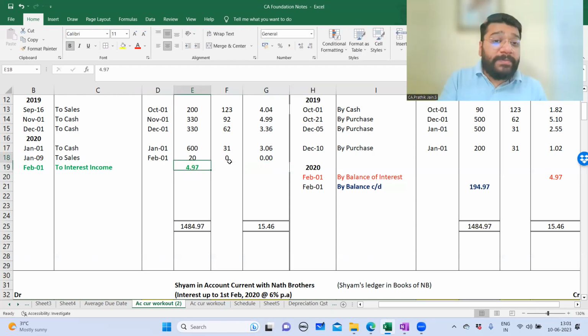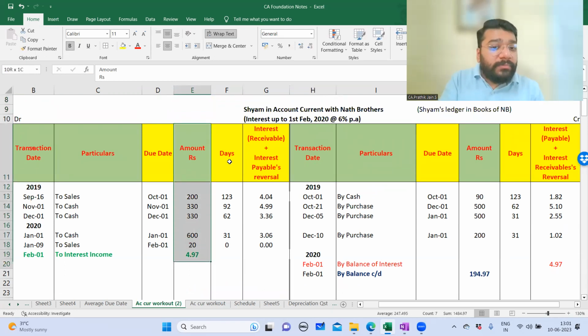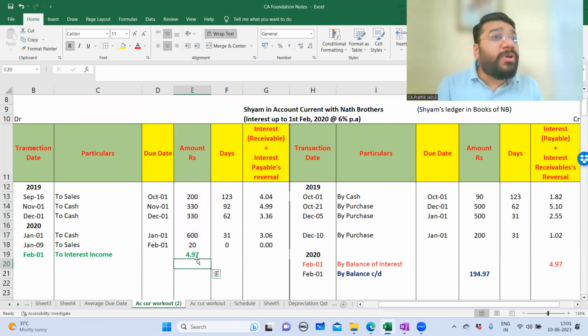Guys, in the amount column, please be very careful. You should write in the amount column. Why? Because the amount column is the column that will tell us how much money we have to receive from Shyam and how much money we have to pay to Shyam. So this interest will be recorded in which column?